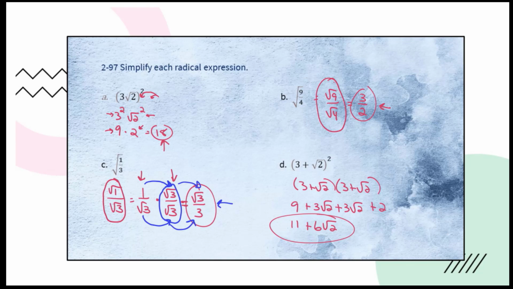All right. On part D, you'll see that I foiled these. So first of all, I wrote it out as 3 plus root 2 times 3 plus root 2 because I think a lot of students forget that they need to do that because you would have a middle term.